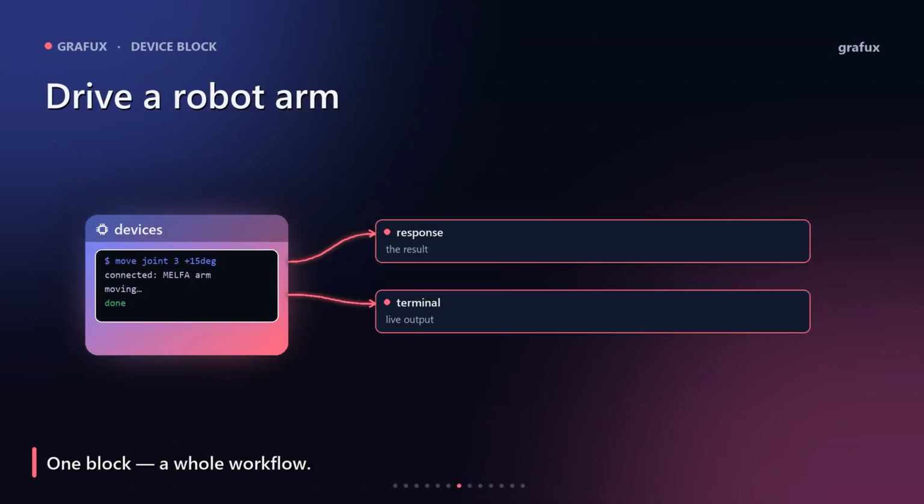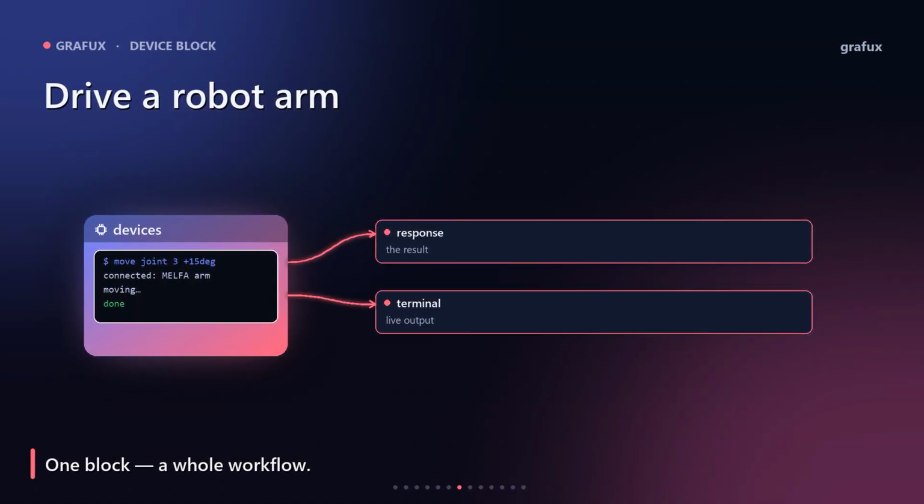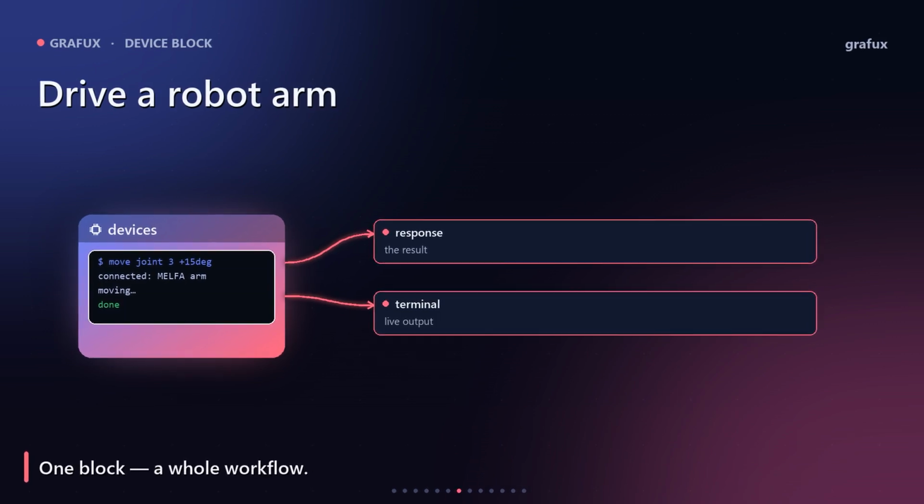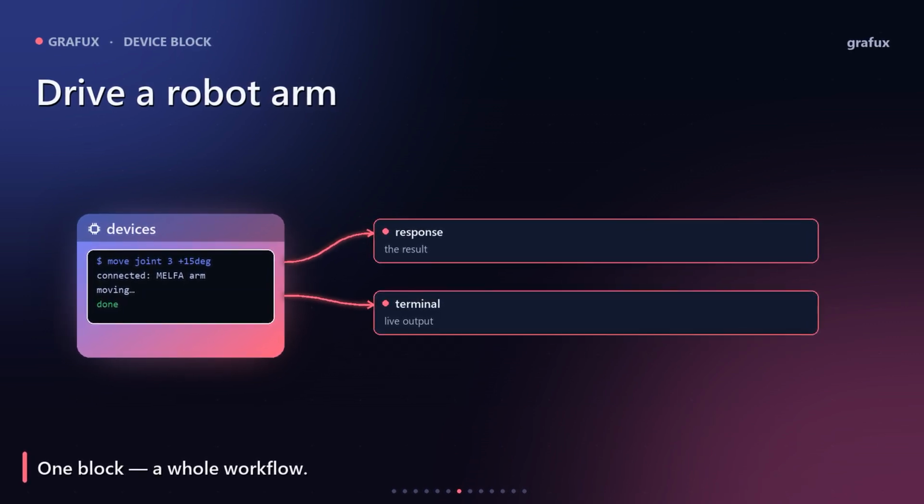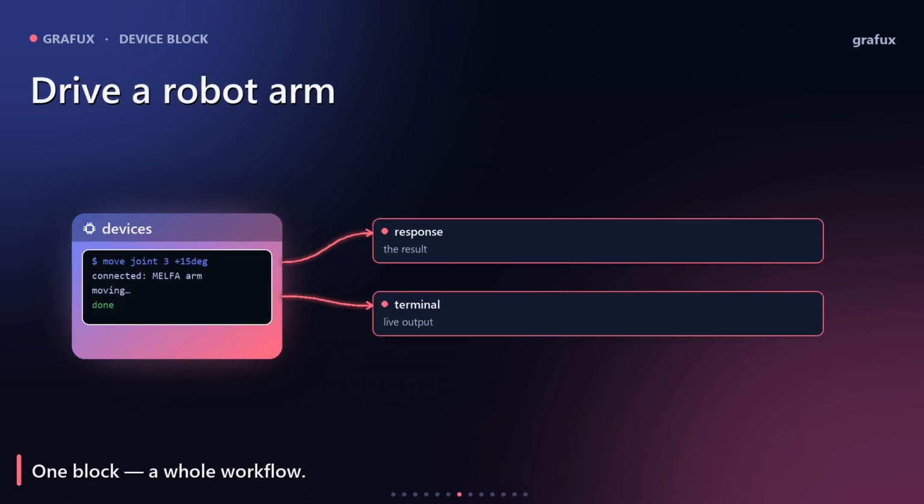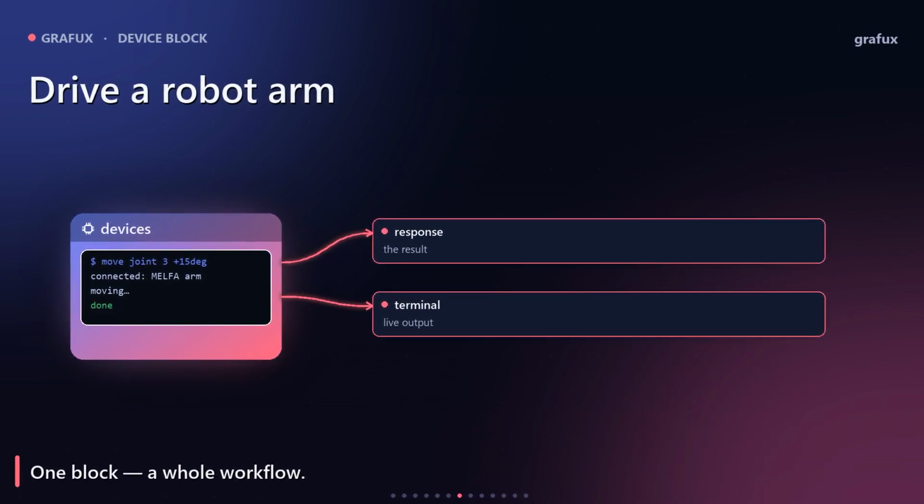Alright, let's make this real. Connect a Melfa robot arm, type a move, and press run. The command travels to the hardware, the joints turn, and the terminal streams back, live, right on the block. That right there is the device block, one single node, doing the work of an entire workflow. And you built it just by describing what you wanted.